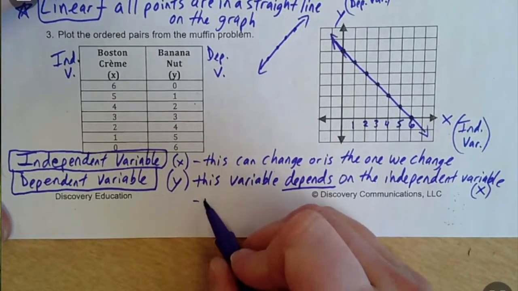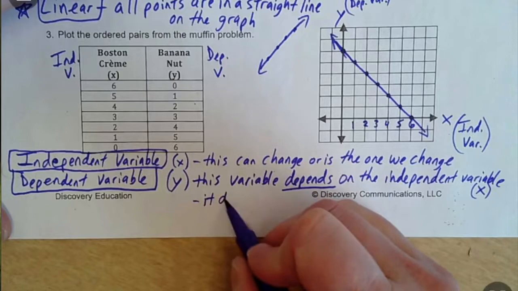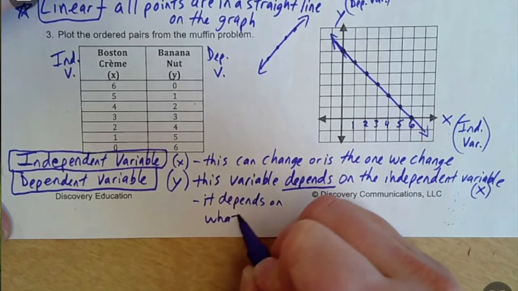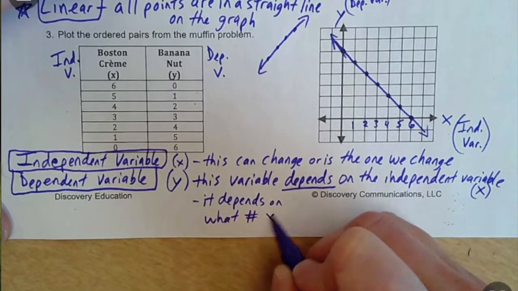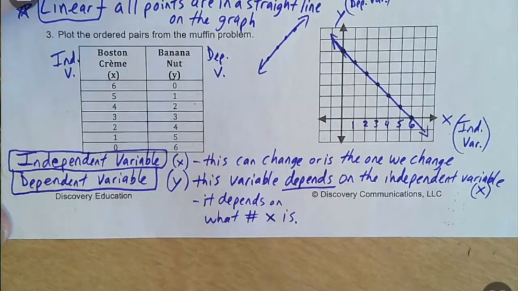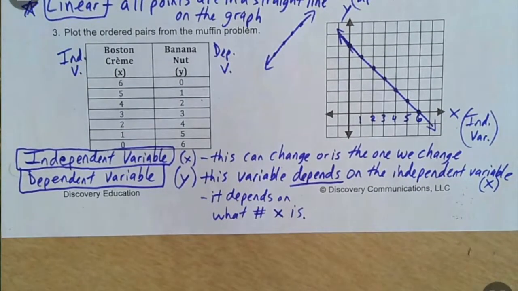Again, it depends on what number that X is. Once you know what number X is, then you can figure out what Y would be. So it's important that you understand that. So that's why we're taking these notes on this piece of paper so that you don't lose them. And now we're going to try the other side.